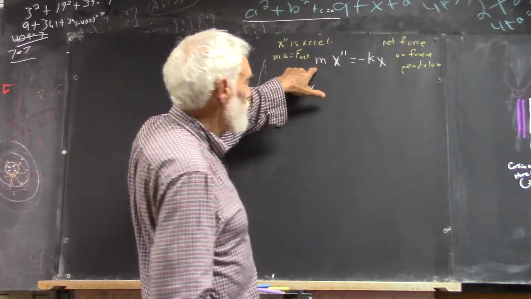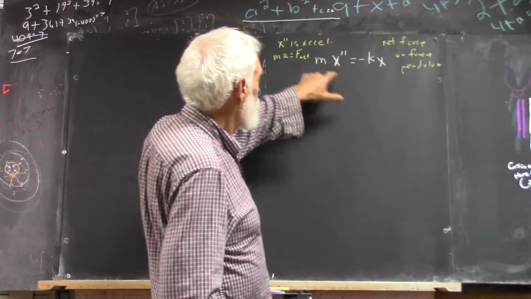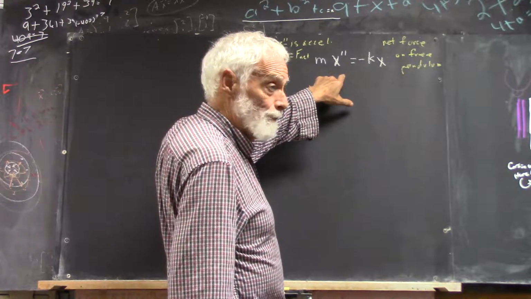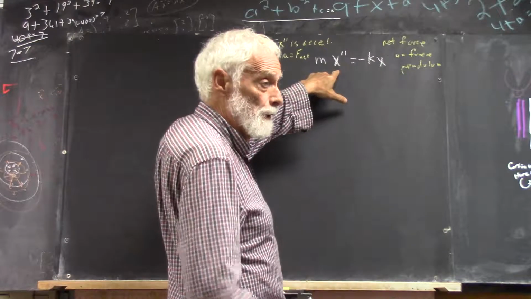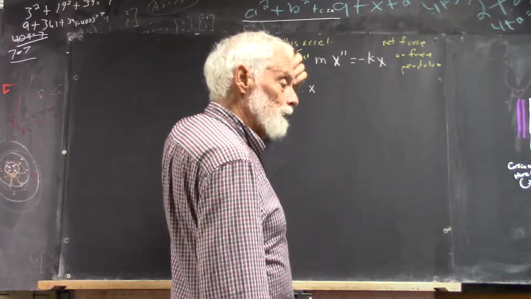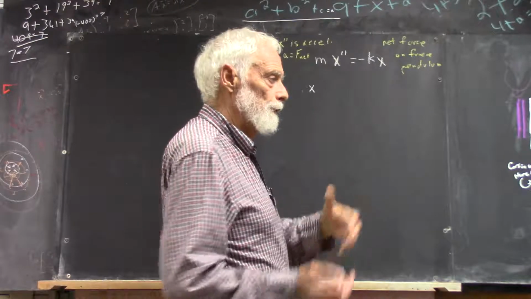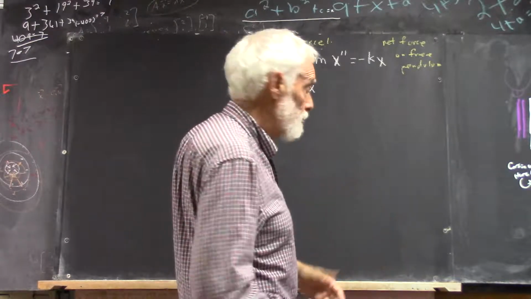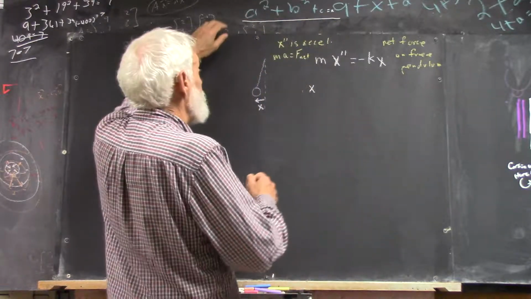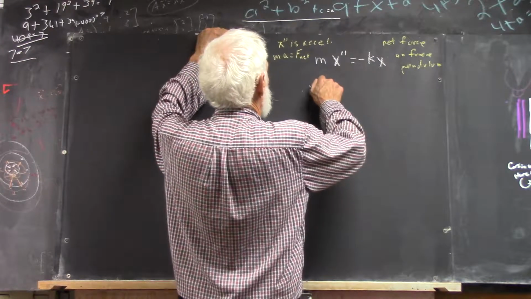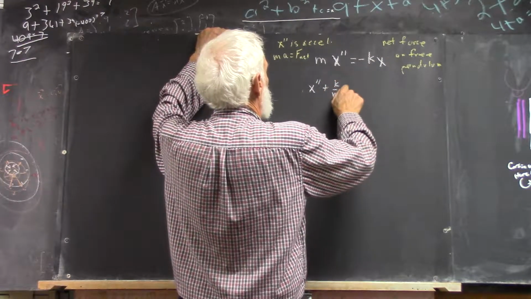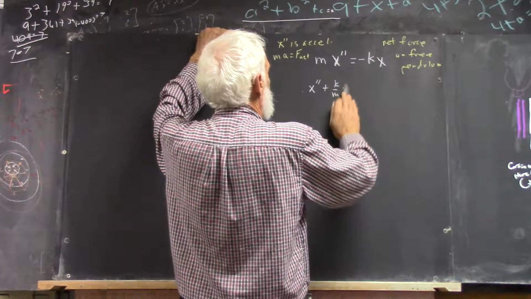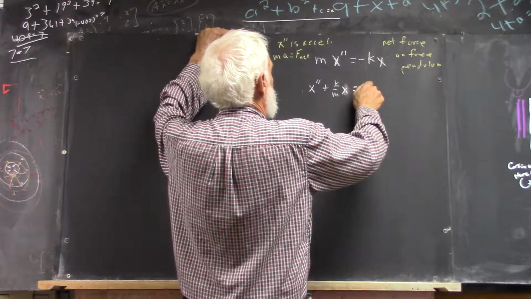Newton's second law says that the net force is mass times acceleration. Acceleration is the second derivative of position, as we should know from calculus. Velocity is the first derivative, acceleration is the rate at which velocity changes, that's the second derivative of the position. This equation is easily rearranged to this.